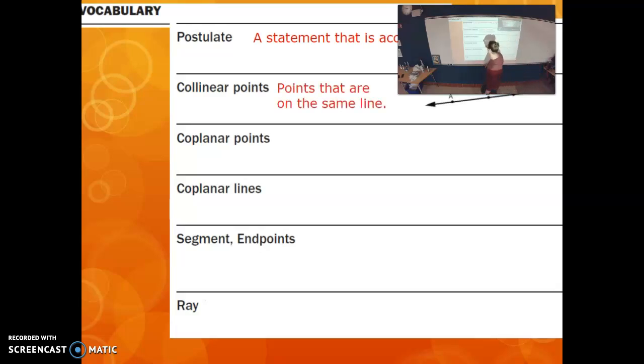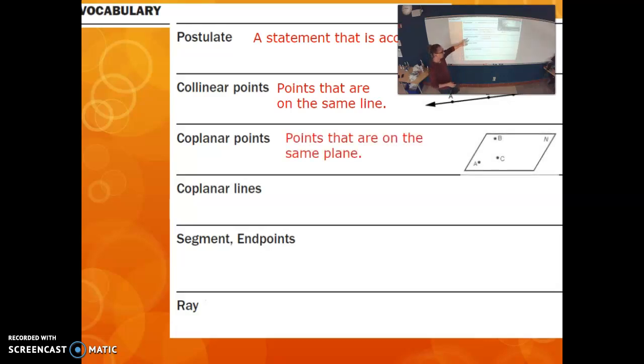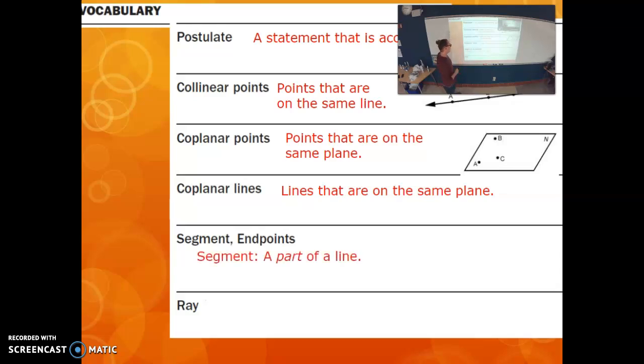Collinear points. This one's important. Talking about this co. Co means together. If we cooperate, okay? Co means we're working on something together. Collinear means they were on the same line. So if 2 points are collinear, that means those 2 points are on the same line. Same thing with coplanar points. Coplanar points means that we are together on the same plane. So we have a plane over here. We've got a picture of a plane. And on that picture, you see that we actually have 4 coplanar points. There are 4 points that are along the same plane together. Coplanar lines are 2 lines that are on the same plane.